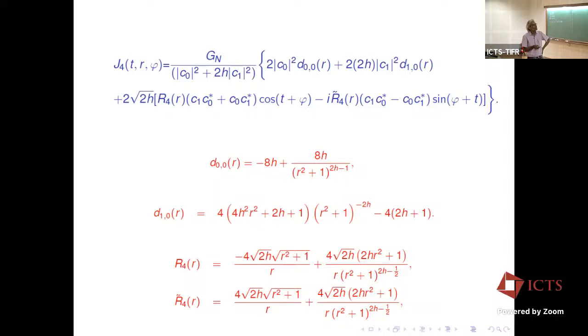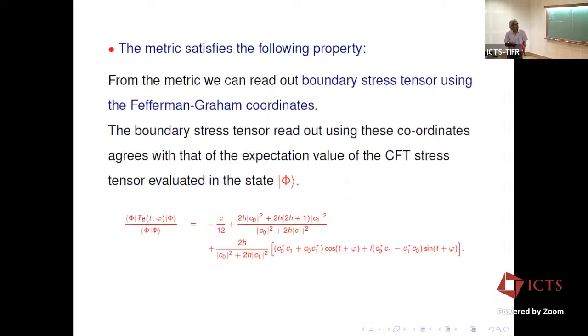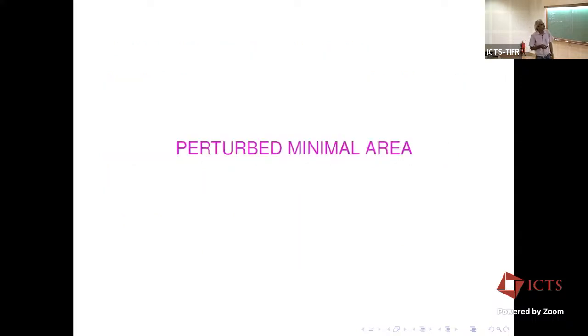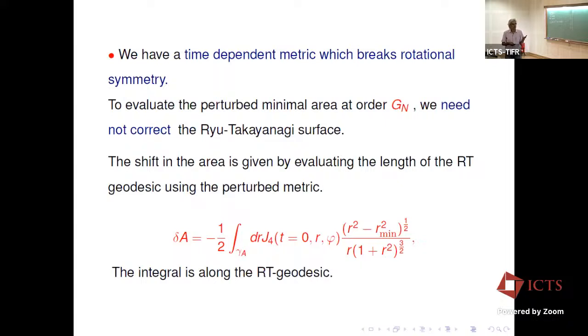And there are various coefficients, and it is a detailed function. Now, this metric, of course, satisfies the property that if you read out the boundary stress tensor using the Fefferman-Graham coordinates, it has to agree with the CFT answer. So it satisfies that. So that's one of the checks we did. And once we have the perturbed metric, we can evaluate the perturbed minimal area.